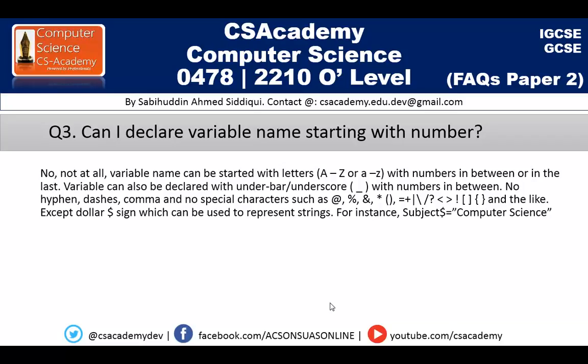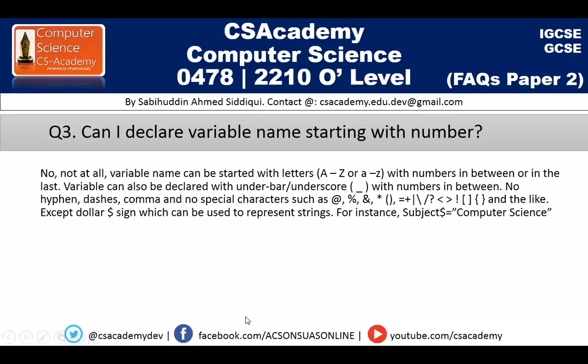For instance, subject dollar equals to, and within the quotes the term is written, that is computer science. So this is the dollar sign. When used, it represents that it is a kind of string. You have seen that these two words, computer science, are enclosed within double quotes and are referenced by the subject dollar next to the equals to. So this is question number 3.